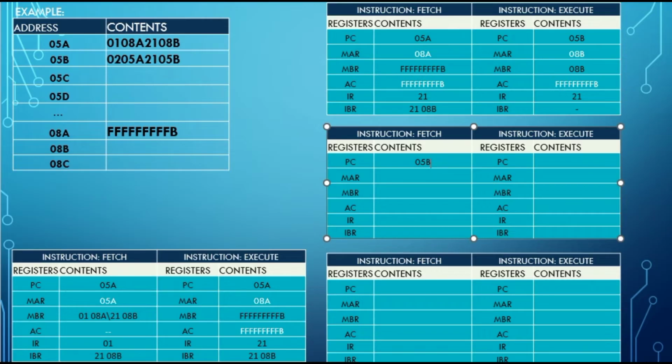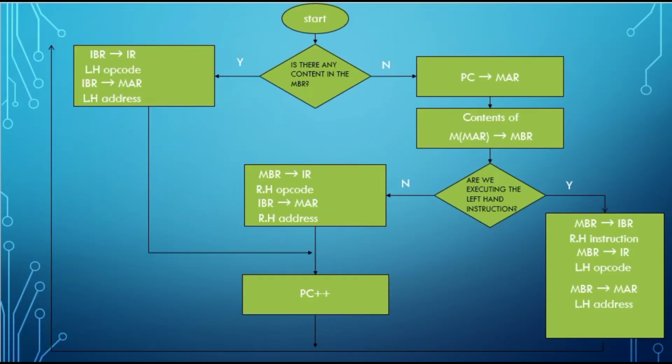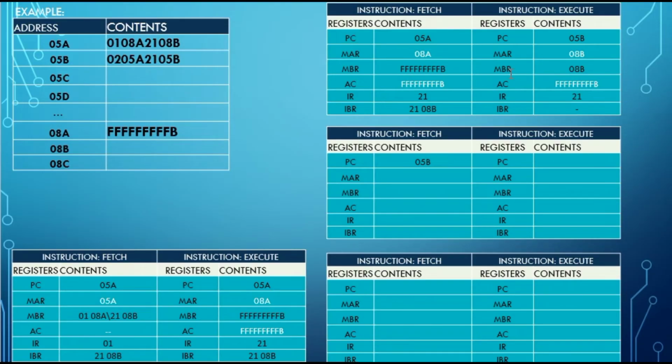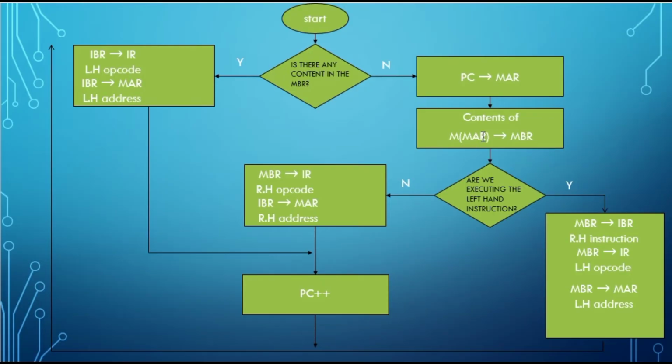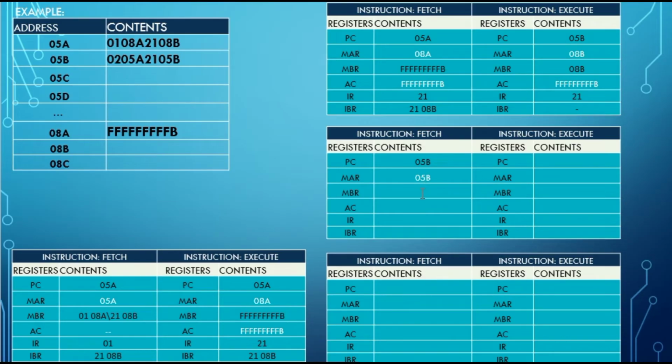Once we've placed our 05B like so, we go back to our algorithm, and we say, is there any content in the memory buffer register? As we've seen, we don't have any. So we copy the contents of the PC to the MAR, which is 05B. The memory address register now has 05B. Our next instruction, if you remember correctly, says we copy the contents from MAR and place them into the memory buffer register. So the memory buffer register is going to contain the contents of 05B.